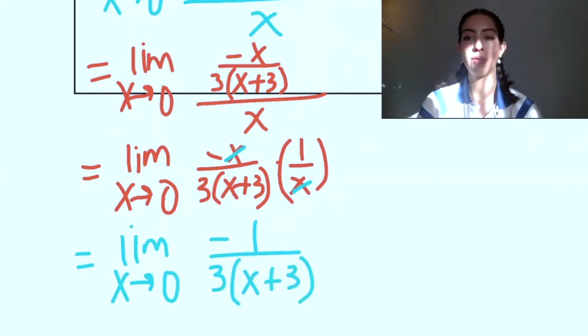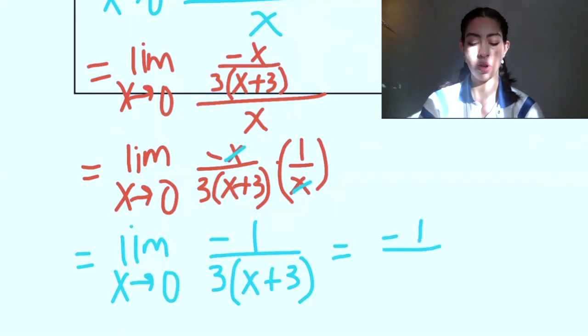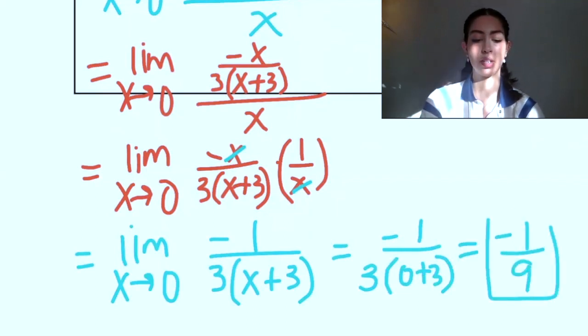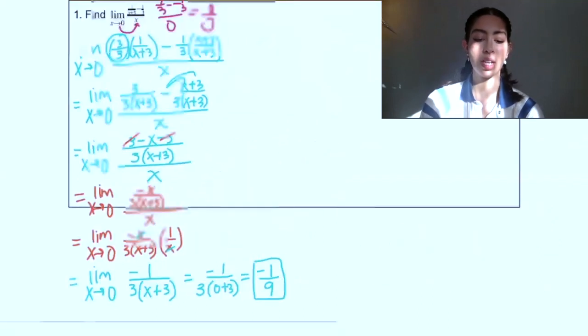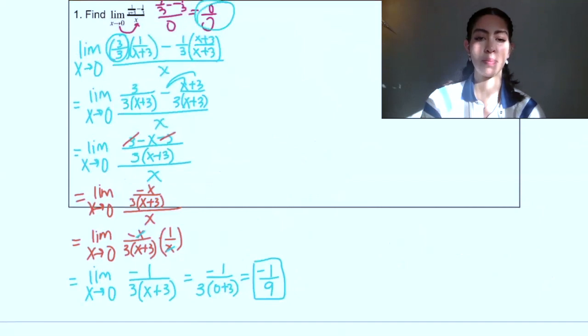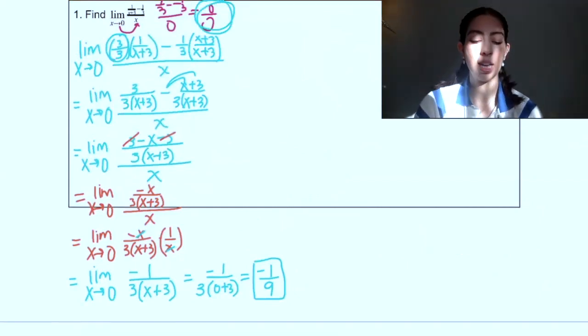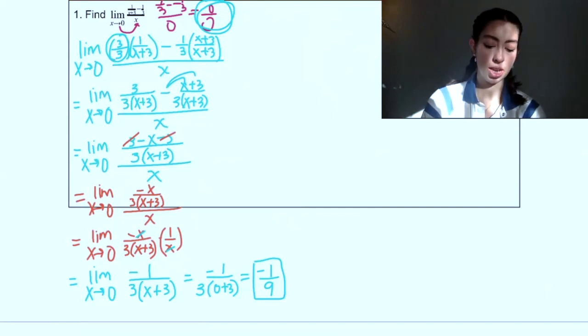And all we've got to do at this point, since we've done all the simplifying that we can, is try out our direct substitution. So that's going to give us negative 1 over 3 times 0 plus 3, and we get negative 1 over 9. So we do get a solution in this case. We've taken an indeterminate form and we've worked our way towards getting what the limit actually is.